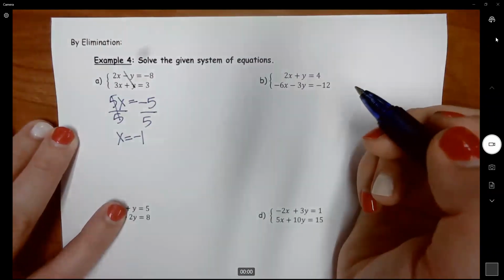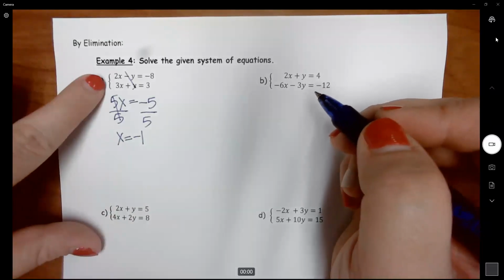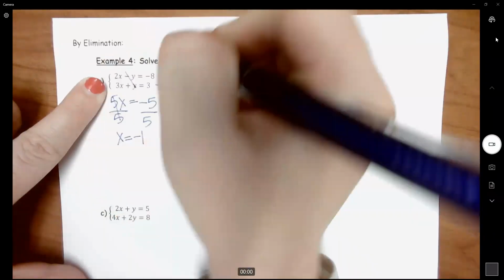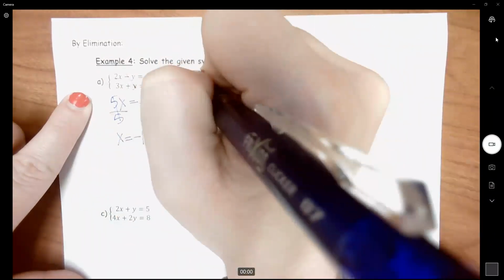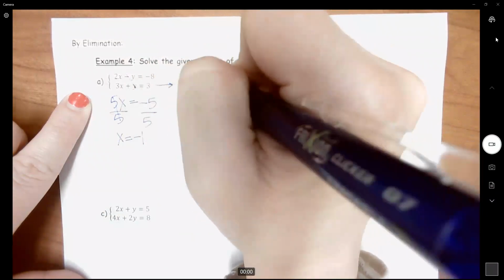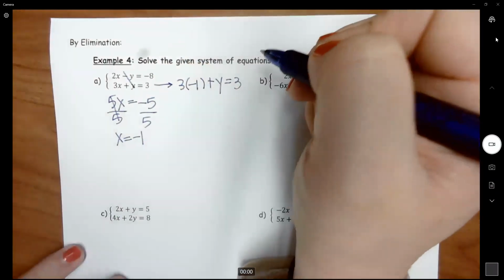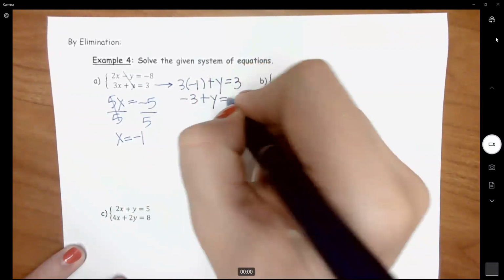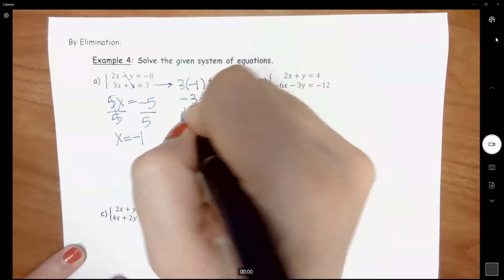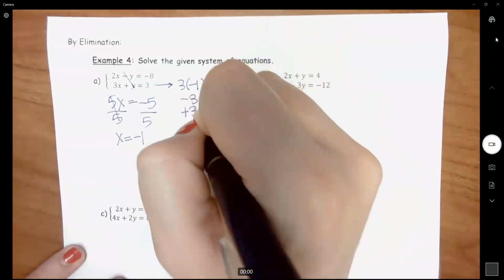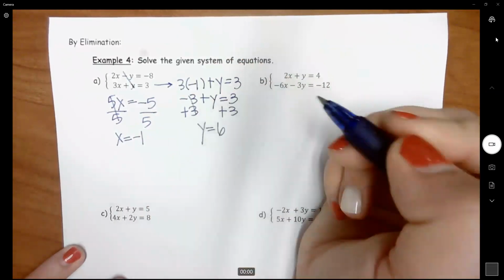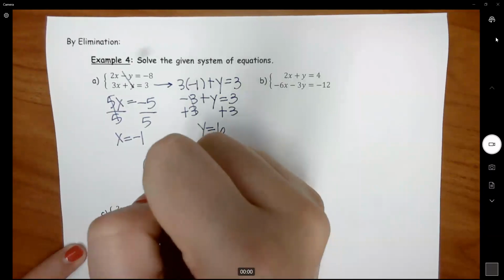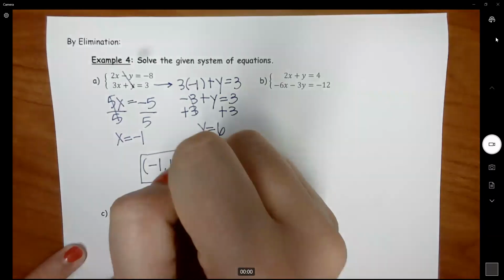So then plug it into either of them to get your y. I'm going to pick the bottom one just because it has no negatives, and that seems easier to me. So this is 3 times negative 1 plus y equals 3. We get negative 3 plus y equals 3. Add 3 over. And y equals 6. We always write these as ordered pairs. So my ordered pair is negative 1, 6.